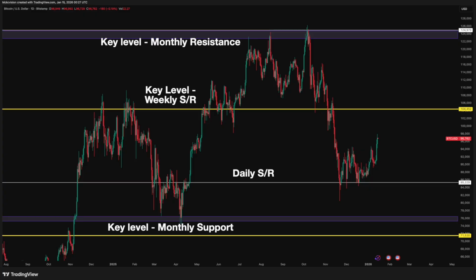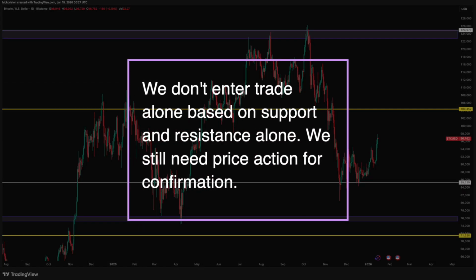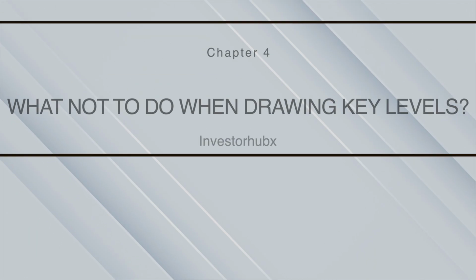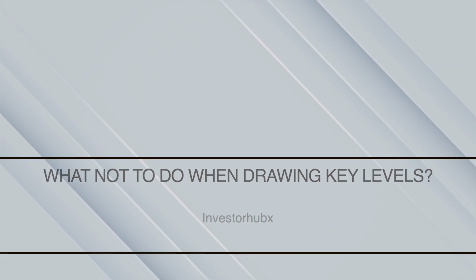Notice how clear these levels are on the higher time frame. This helps remove noise and keeps our focus on the key levels that matter most. Just a reminder, we don't enter trades based on support and resistance alone. We still need price action for confirmation.